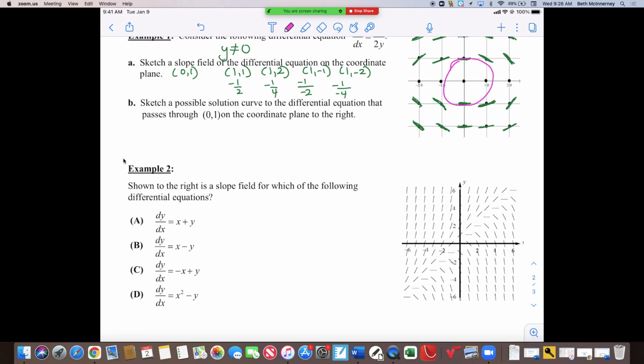All right, so I have seen on some of the free response where it has you do this, and it's usually not more than the 2 by 2 that they ask you to do, but more often than not, it's a multiple choice question. So example 2 says, shown to the right is a slope field for which of the following differential equations. So I'm going to pause a moment, and I want to see if you can figure out which this would be.